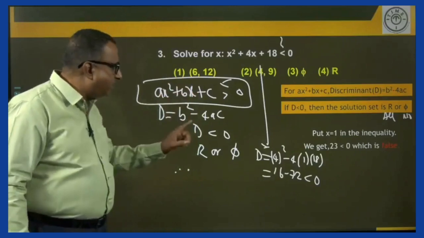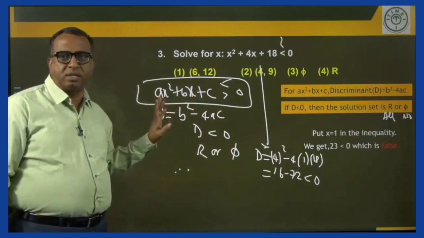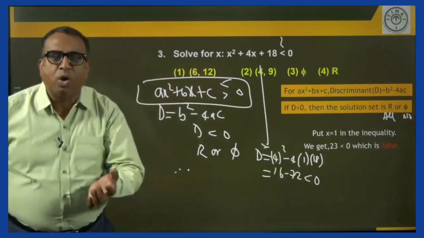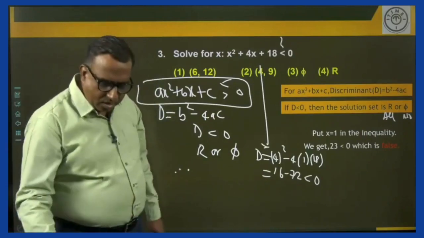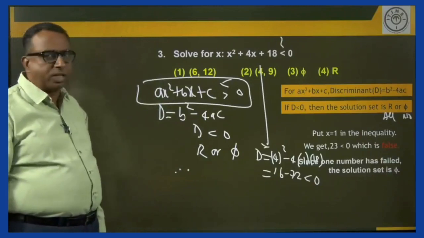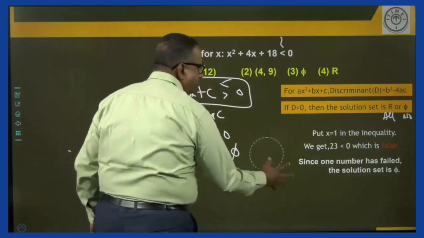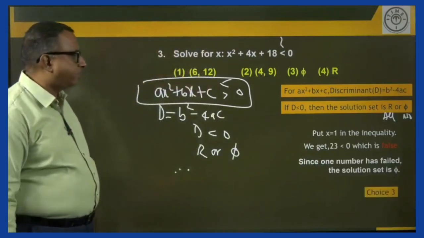What did we say here? Whenever discriminant is less than 0, either everything works or nothing works. You have seen a case where one particular number has not worked. Since one number has not worked, empty set is the answer. Okay. So, you can see, since one number has failed, the solution set is empty set. So, you can take choice 3 for this.